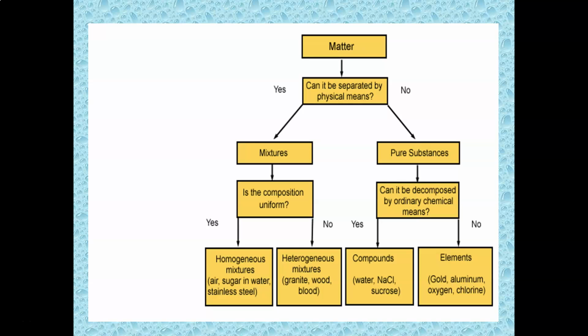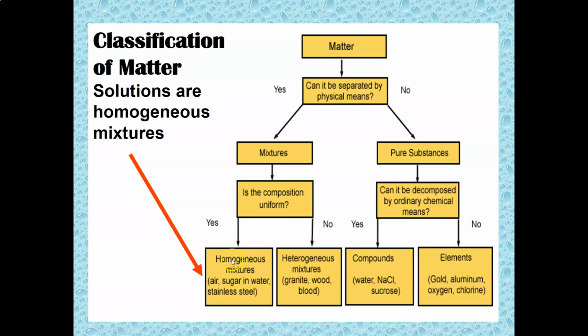If you remember way back to the beginning of the year, we learned about classification of matter, and solutions are way down here as a homogeneous mixture. So, when we have matter, we separate it into pure substances or mixtures. Solutions are a type of mixture. And then we separate it into if it's uniformly mixed or not, and solutions are uniformly mixed. So they are homogeneous mixtures.